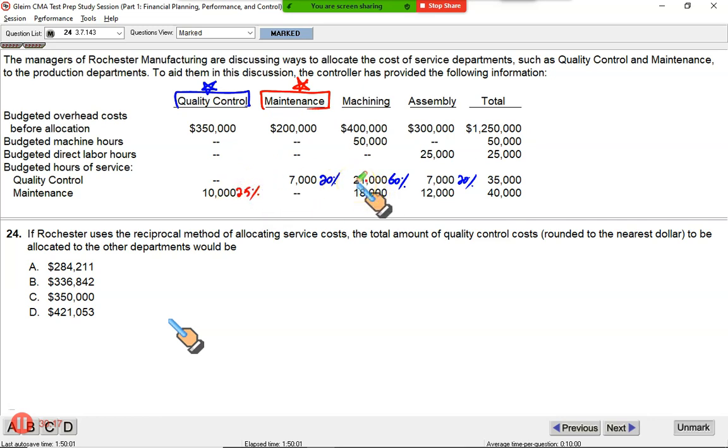18 by 40 gives you 45%, and 12 by 40 gives you 30%. Now it makes perfect sense. Gentlemen, listen please. Maintenance department gives 25% of its services to quality, 45% to machining, and 30% to assembly, given in red. Quality control gives 20% of its services to maintenance, 60% to machining, and 20% to assembly.